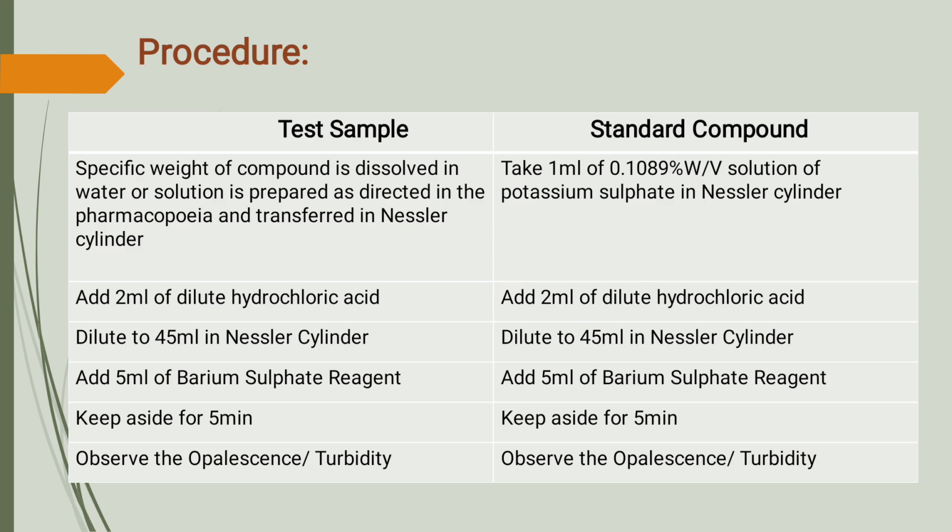Second point, add 2 ml of dilute hydrochloric acid in both solutions, in the test sample and in the standard compound. Third point is dilute up to 40 ml in the Nessler cylinder. Then add 5 ml of barium sulfate reagent in both Nessler cylinders, test and standard. Keep aside for 5 minutes, both test sample and standard sample, and observe the opalescence and turbidity.